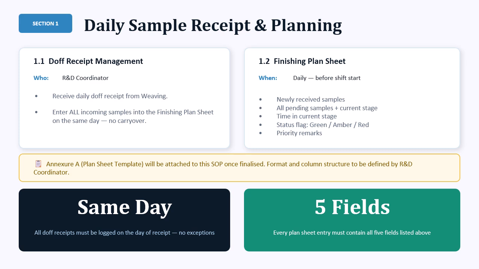It must include 5 things: newly received samples, all pending samples with their current stage, how long each sample has been in that stage, the status flag, green, amber, or red, and any priority remarks. Two things to remember from this section: same-day logging is mandatory and all 5 fields are required on every entry. The plan sheet template, Annexure A, will be attached once finalized.